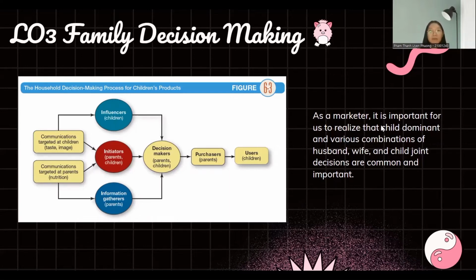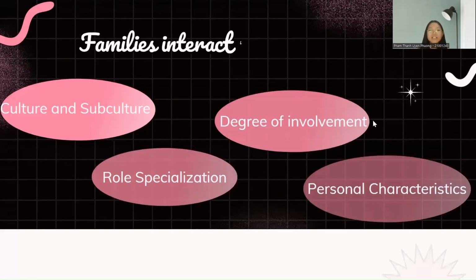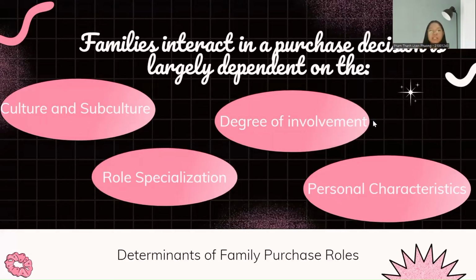For example, if I want to buy a phone, the marketer should visualize how I will use the phone in my head. And they will bring information to my parents involving the benefits and how I will use the phone, for they will be the information gatherers. Both the children and the parents would come together to make a decision. And then after that, the purchasers will be the parents and the user will be the children. So these are the determinants of family purchase roles.